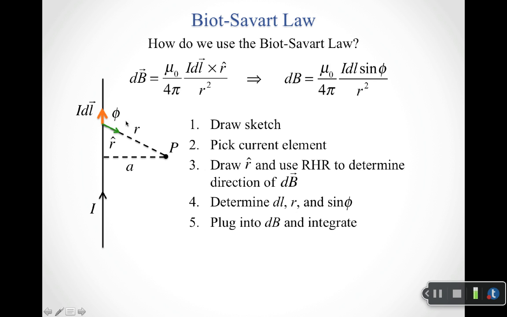That gives us dB, our little contribution to the magnetic field, in terms of the variables within our problem, and then we can just plug that in and integrate. So this is the process that we're going to use to use the Biot-Savart Law. In the next video that you'll watch, we'll start by reviewing this real quickly, and then we'll look at a couple of examples.